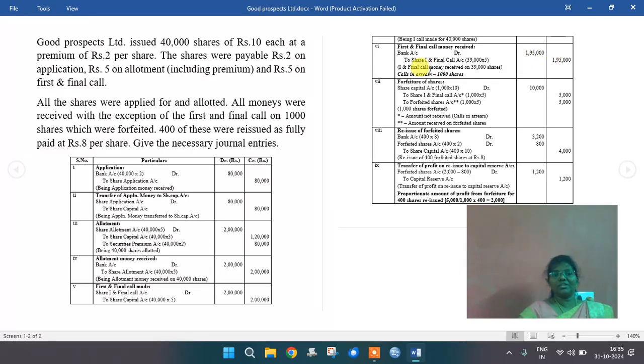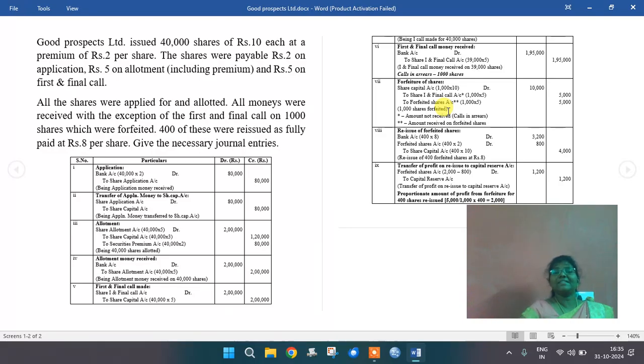So the 1,000 shares are calls in arrears, so we have left it like that. It's over. So for first and final call, two entries: one is the calling entry and the other one is the receiving entry. Now what happens here is the shares were forfeited. 400 of these were issued as fully paid at 8 rupees per share. So they have reissued 400 shares.